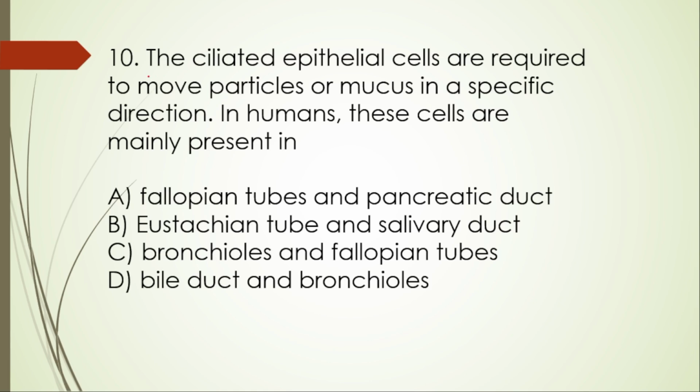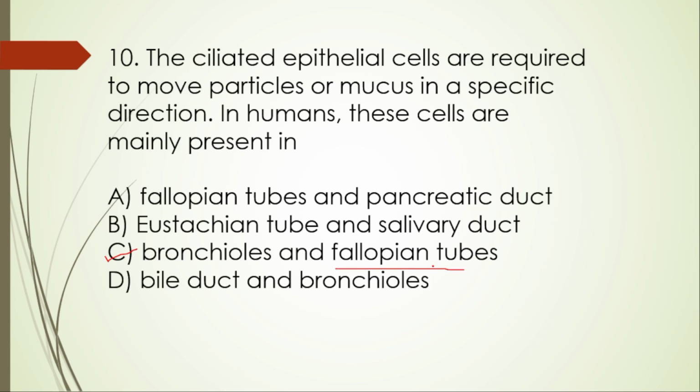10th one, the ciliated epithelial cells are required to move particles or mucus in a specific direction in humans. These cells are mainly present in A. fallopian tubes and pancreatic duct, B. eustachian tube and salivary duct, C. bronchi and fallopian tubes, D. bile duct and bronchi. So here the right option is C, bronchioles and fallopian tube.